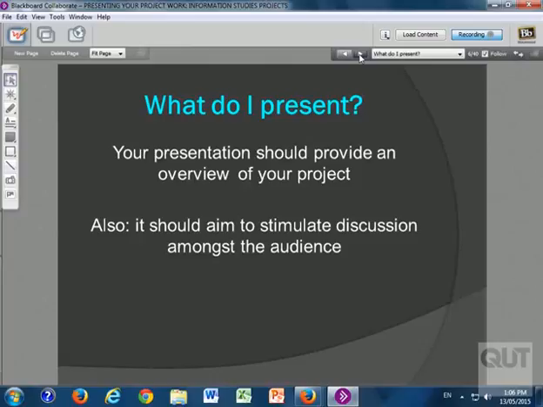Now, this is part of the assessment that falls onto you, to be able to manage the entire project into 15 to 20 minutes. You need to be able to work out what you want to talk about, what you want to focus on, and what is it that doesn't really need to be discussed.